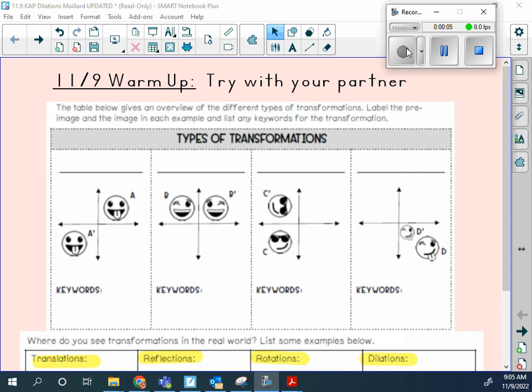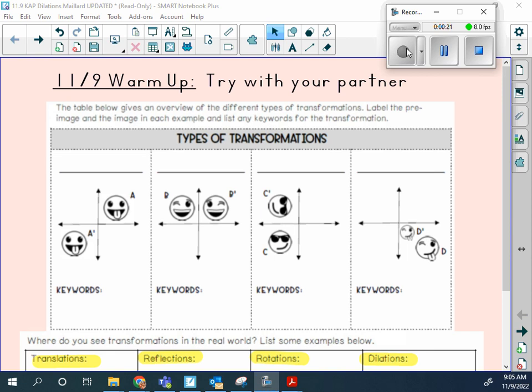To transform a shape or figure means to change it. In general, we can change the size, location, or direction that the figure is facing. The figure before a transformation is called the pre-image, or the original figure.